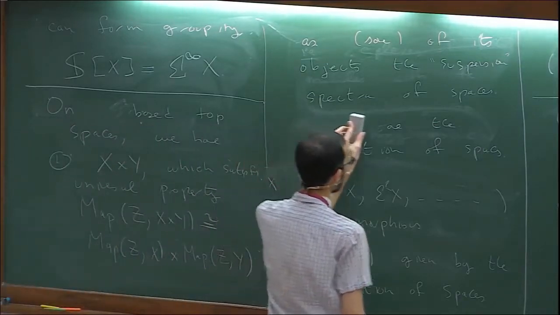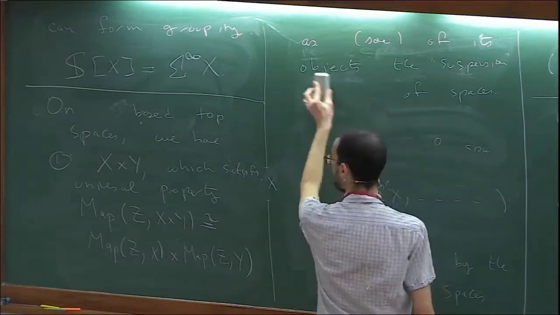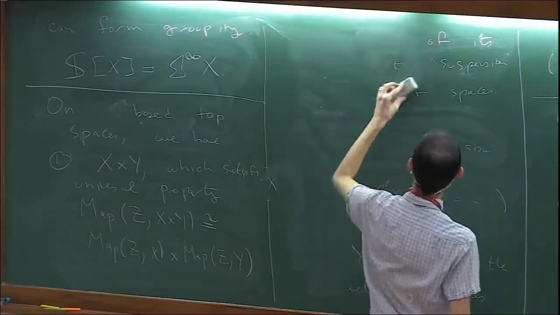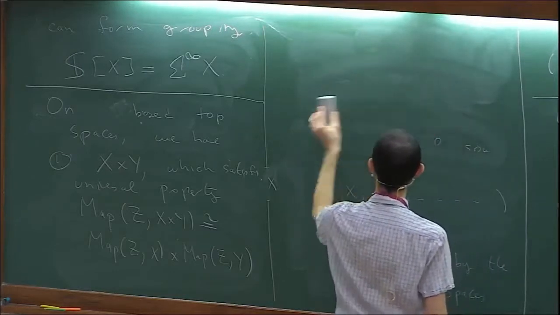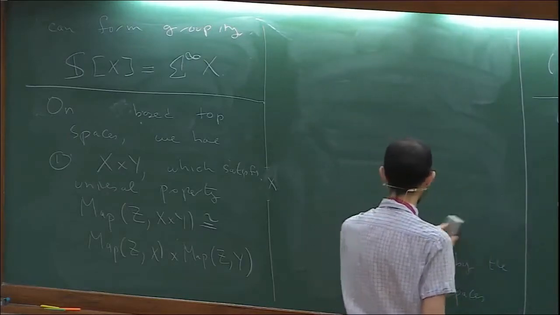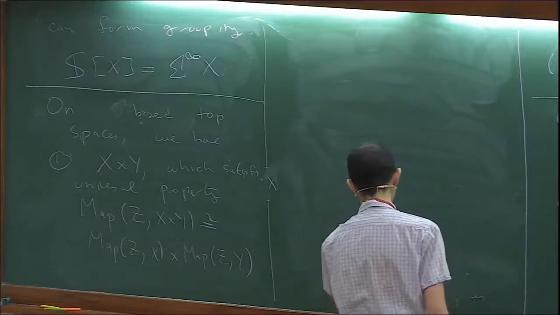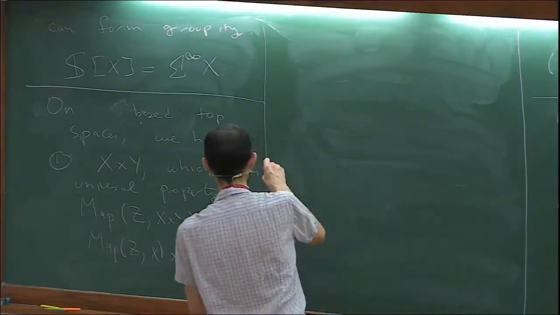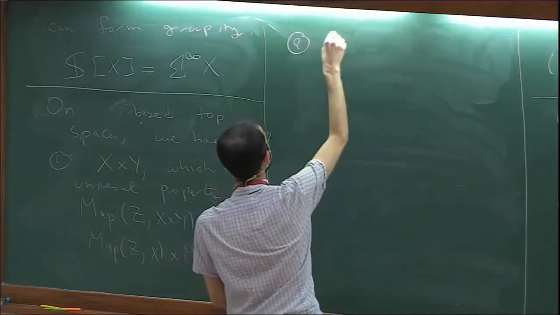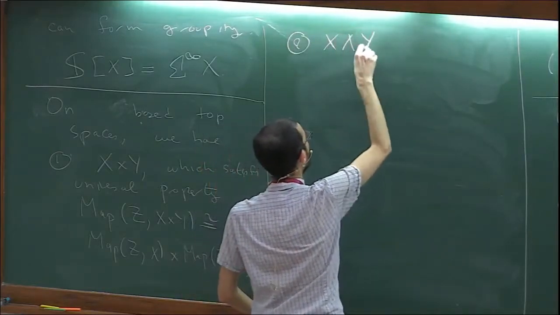But there is another product. So in unbased topological spaces, the product satisfies two properties. And when you pass to spectra, or you pass to based topological spaces, it splits into two things. But we also have something called X smash Y.